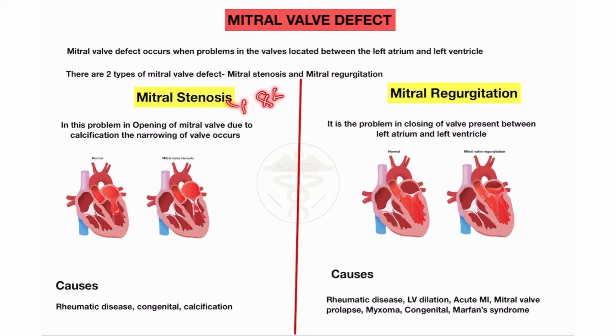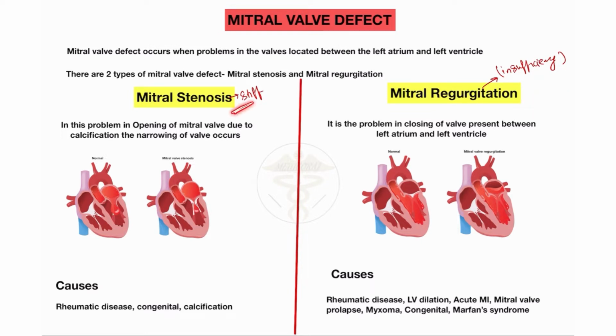Stenosis means stiffness. Stiffness occurs in the valves. Here the stiffness occurs in the valve between the left atrium and the left ventricle. So stenosis means stiffness of the valves. But regurgitation means insufficiency. I already discussed that regurgitation means insufficiency or incompetence. So this is the stiffness, and in regurgitation, insufficiency occurs into the left ventricle in mitral regurgitation.